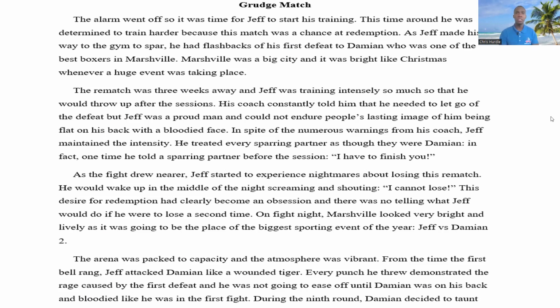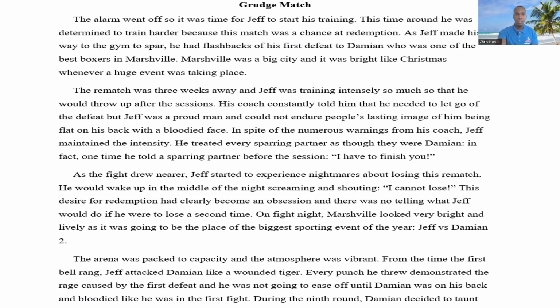The rematch was 3 weeks away, and Jeff was training intensely, so much so that he would throw up after the sessions. His coach constantly told him that he needed to let go of the defeat, but Jeff was a proud man and could not endure people's lasting image of him being flat on his back with a bloodied face. In spite of the numerous warnings from his coach, Jeff maintained the intensity and treated every sparring partner as though they were Damien. In fact, one time he told a sparring partner before the session, "I have to finish you."